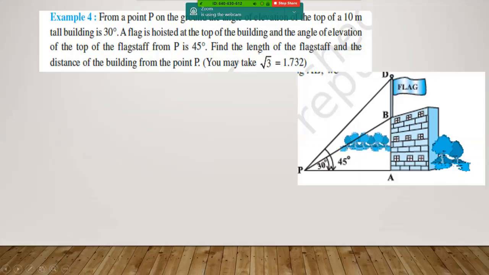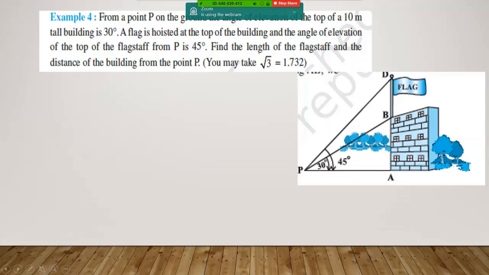So angle of elevation from point P to the building top. But then there's something else standing there. A flag is hoisted at the top of the building. And the angle of elevation of the top of the flagstaff, that is point D, from the point P is 45 degrees. So there are two angles, if you can see. Find the length of the flagstaff. So first let's find the length of the flagstaff. That is, they're asking us to find DB. Also, the distance of the building from the point P, that means PA also.